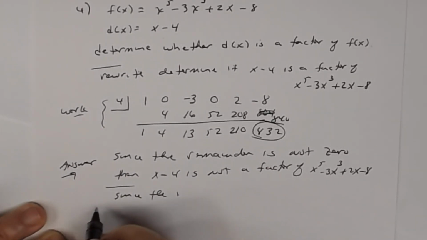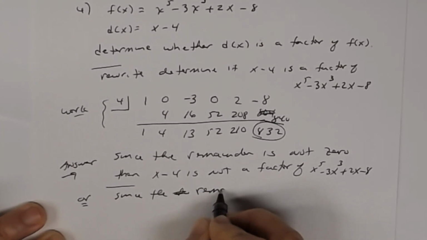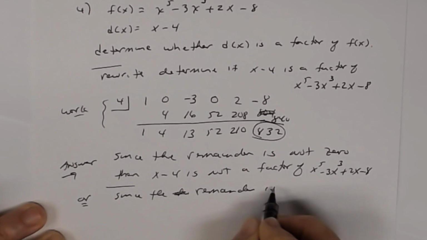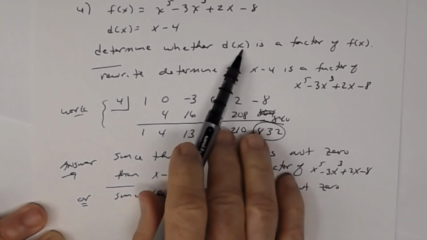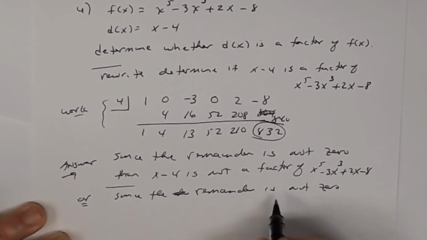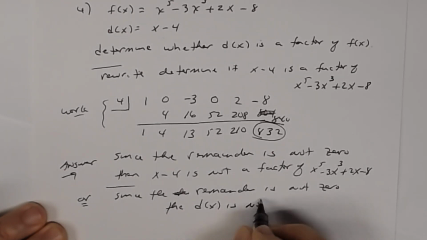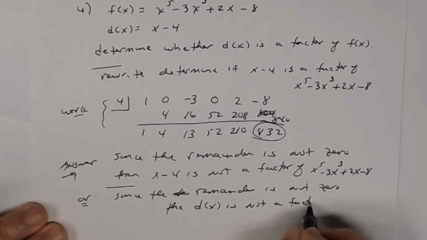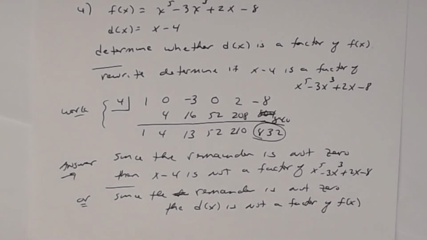So you could have said this, or you could have said since the remainder is not 0. And remember in our problem we used d of x and f of x, so we could just say this. So since the remainder is not 0, then d of x is not a factor of f of x. Okay?